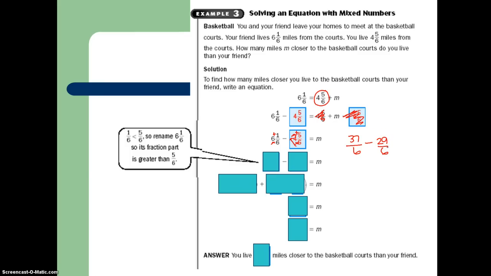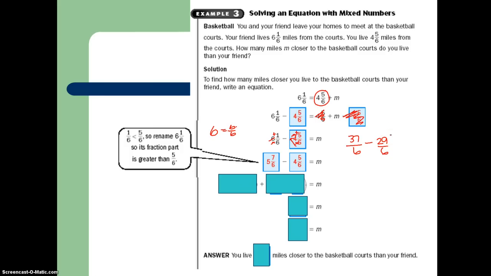The way they like to do it is they borrow from the 6 to make it a 5. And when you borrow from the 6, you basically have a whole, so the 1 becomes 6 over 6 because the denominator is 6. So you add that 6 to the 1 to get the 7. That's how they do it.